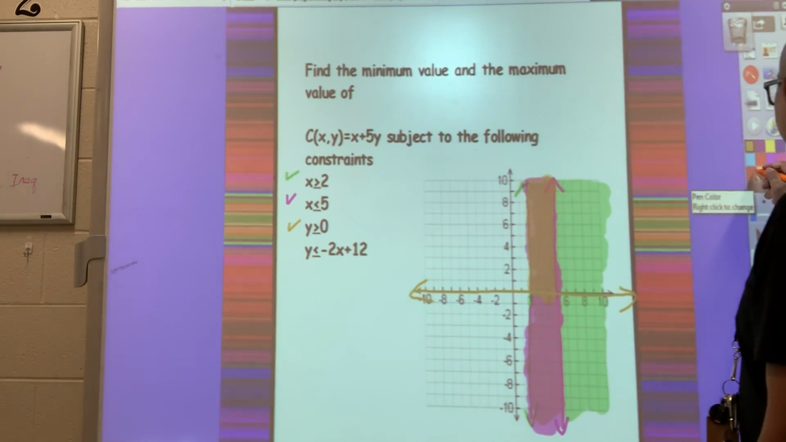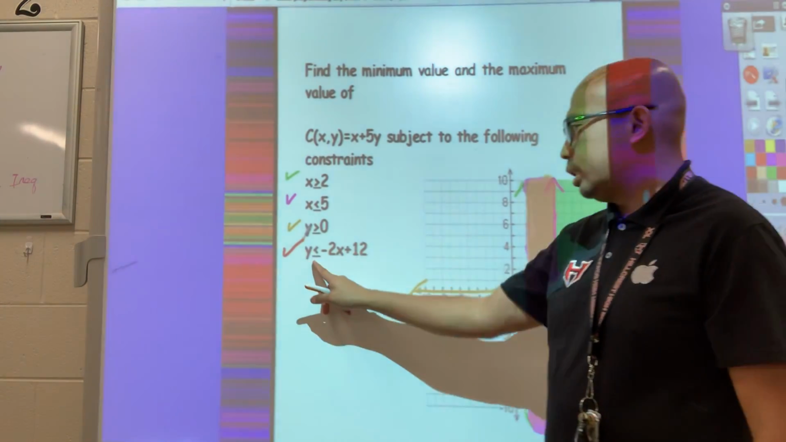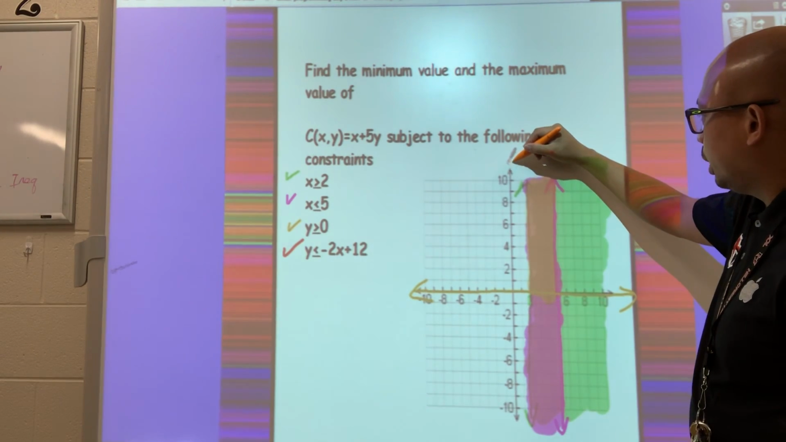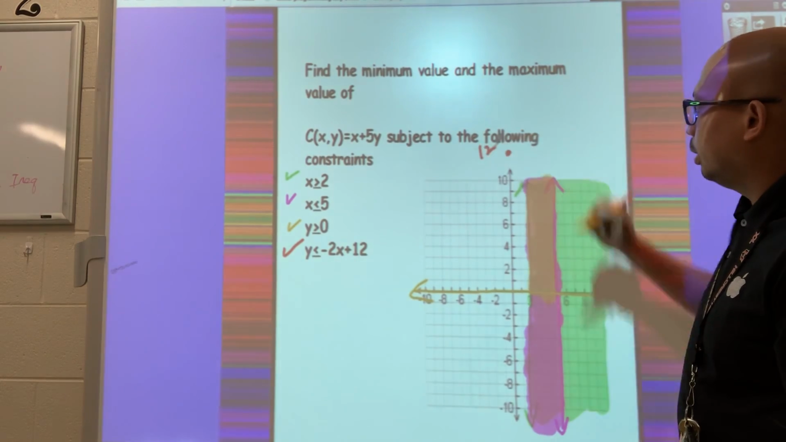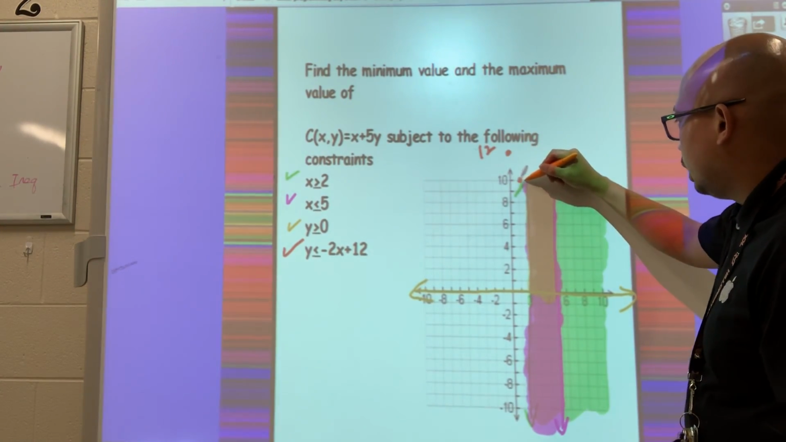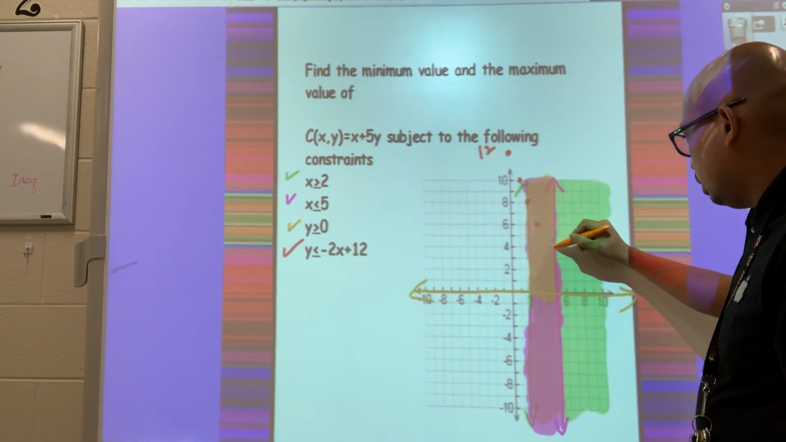And the last one here is another constraint, which is y less than or equal to negative 2x plus 12. You start at 12, somewhere here probably, let's say there's a 12 there. And the slope is down 2 over 1, down 2 over 1, down 2 over 1.